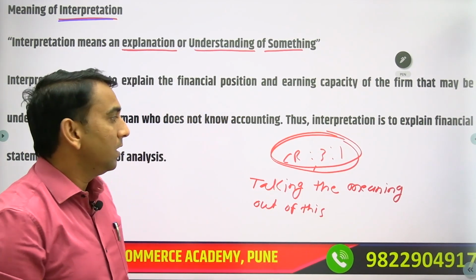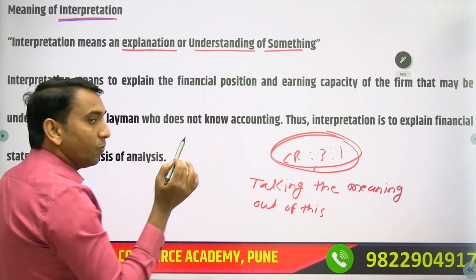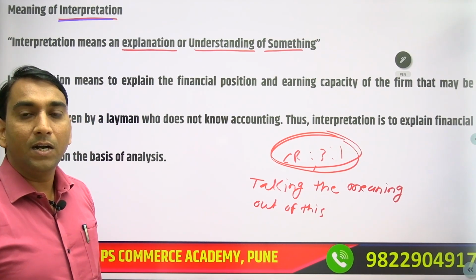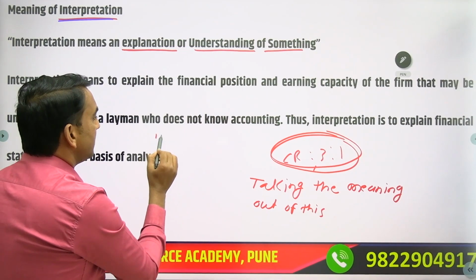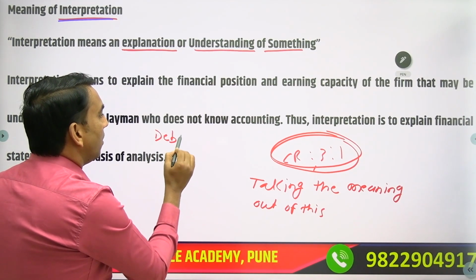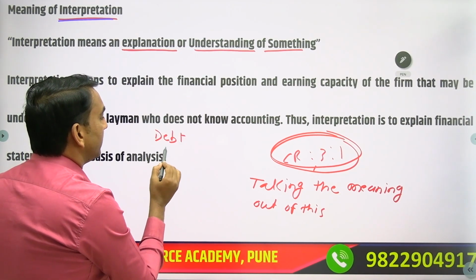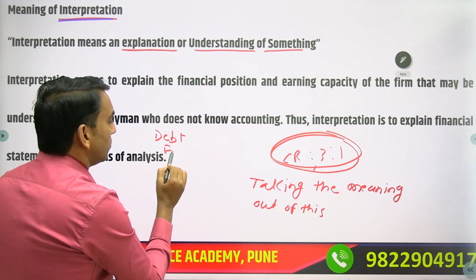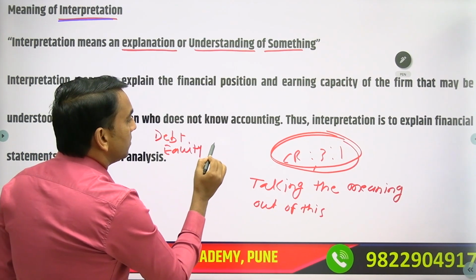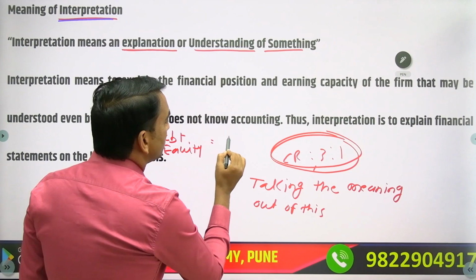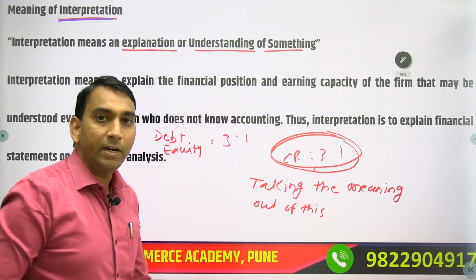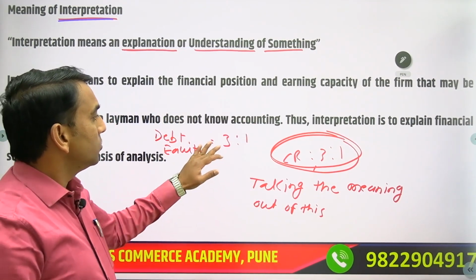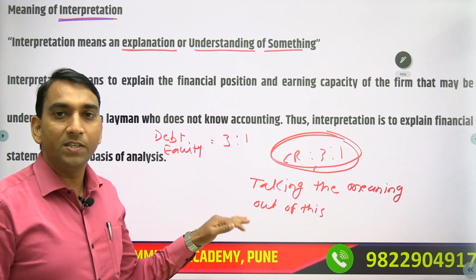Let us take another example. You might have heard of one ratio, that is the debt equity ratio, or it is called the debt ratio. So let us say the debt equity ratio comes to 3:1. So this is the calculation actually. This is just a calculation.